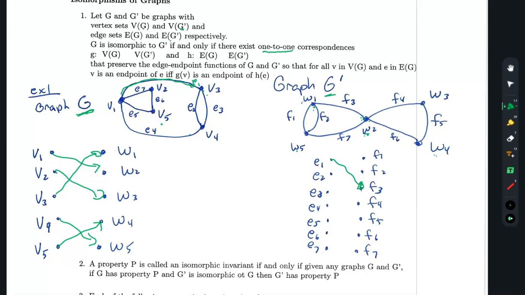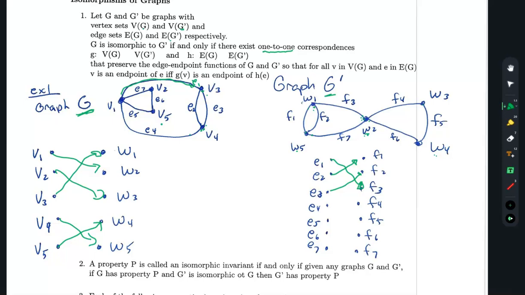Then edge 2 would be here. It's between two vertices of degree 3, and so that would be either F1 or F2. I'll just pick F1. Then E3 here is again between two vertices of degree 3, so that means E3 should be F2. Okay, so we've got these ones taken care of.